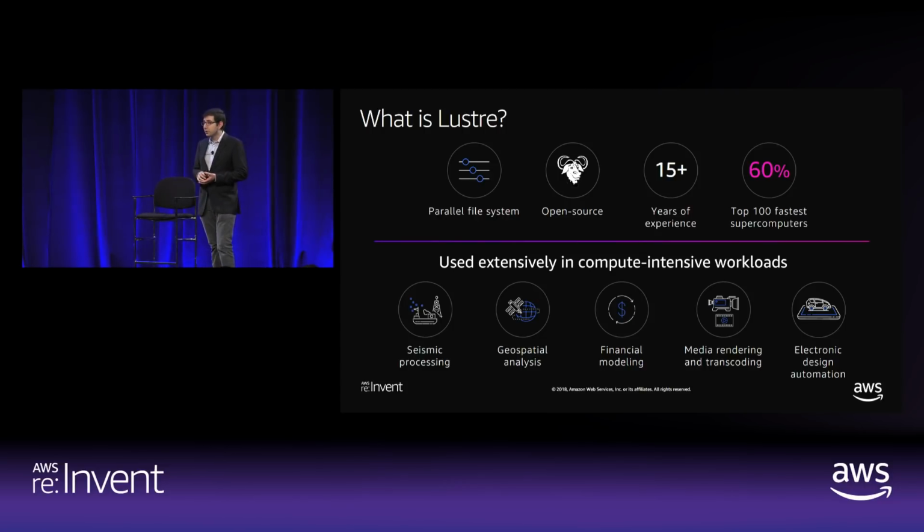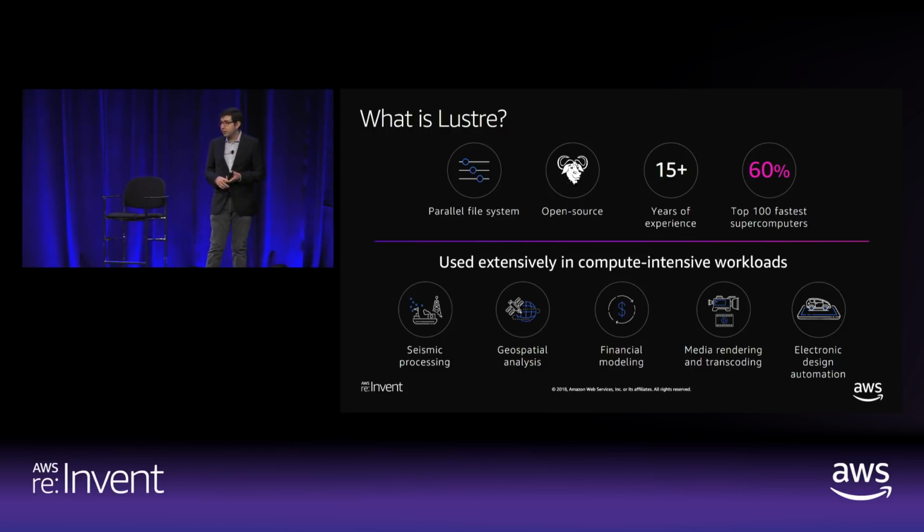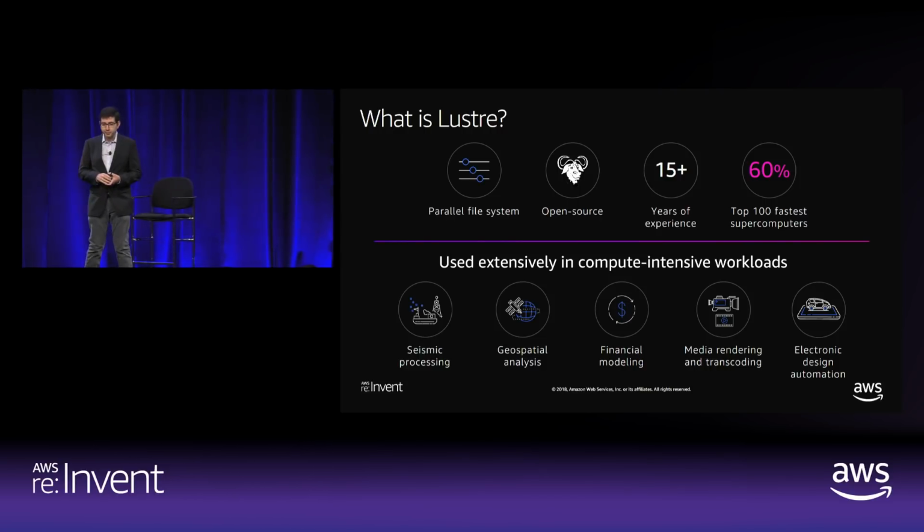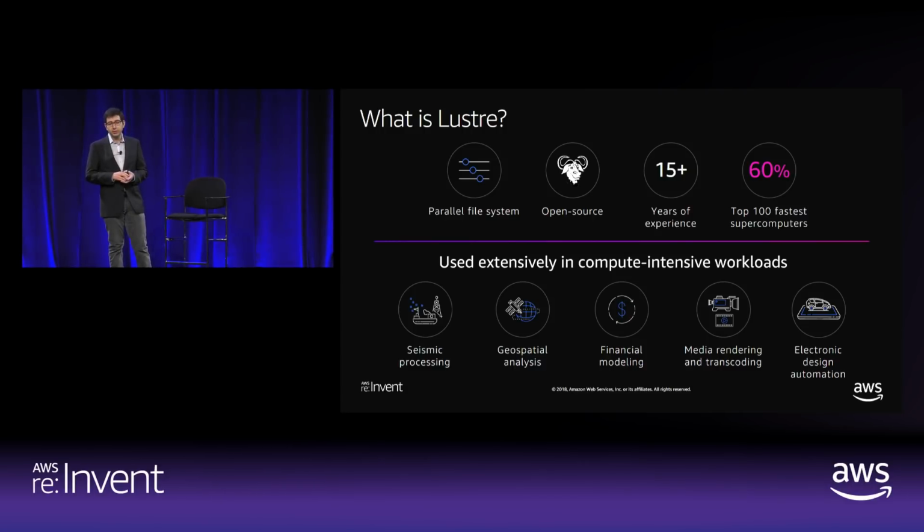And since then, it's matured into a file system that's heavily used by companies, by research institutions, by government agencies for a pretty broad set of use cases, including things like seismic processing, financial modeling, EDA. It's used across a really wide variety of use cases, and it's because of the performance that it delivers. In fact, 60% of the top 100 fastest supercomputers leverage Lustre for data storage. And again, for the most part, it's been out of reach for most people to be able to run a Lustre cluster.